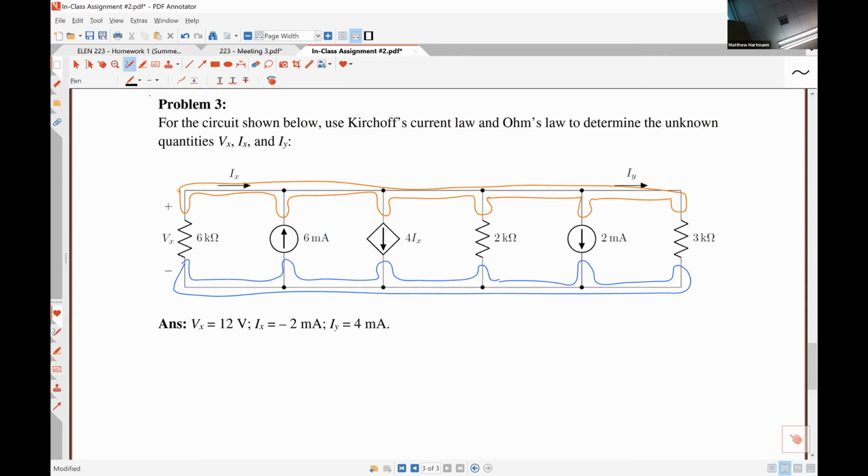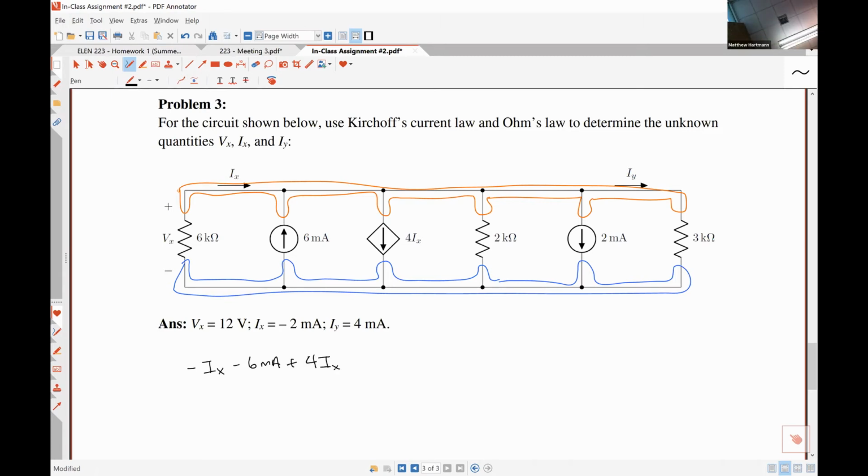Okay, so let's start with this current IX. It's going to flow through that 6 kilo ohm resistor, so it is entering the top node. So I'm going to have negative IX. The 6 milliamp current is entering the top node, so I'm going to have minus 6 milliamps. The current from the dependent source, 4IX, is exiting, so I'll have plus 4IX.